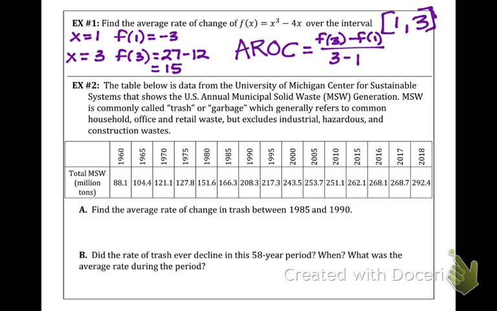Well, we just found f of 3. That was 15. We said f of 1 was negative 3. Divided by 3 minus 1, which is 2. So we're doing 18 divided by 2, which gets us 9. So my average rate of change on that function, again, since it's cubic, we're going to have 2 terms in it, n minus 1. We'll have 2 terms in there, but from 1 to 3, the average rate of all those instantaneous rates of change is 9.